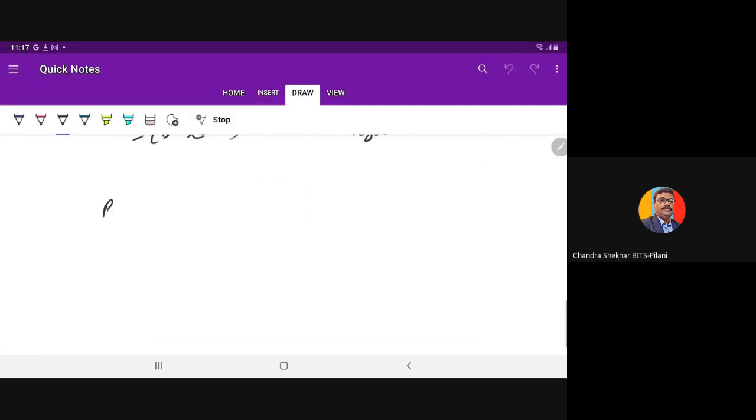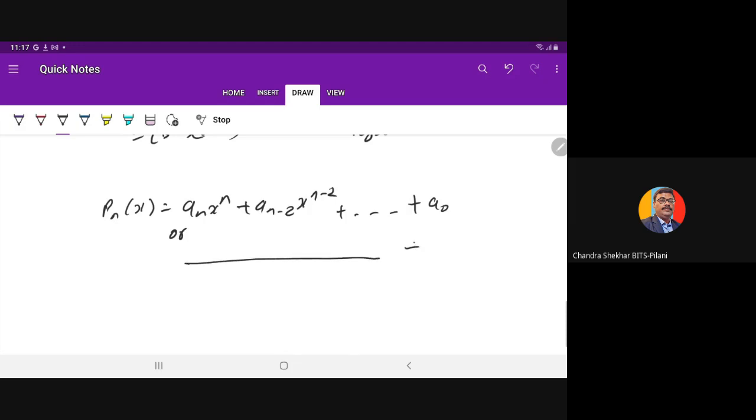Yes, what is the Pn? Pn(x) is a_n x to the power n plus a_(n-2) x to the power n minus 2, and so on. If n is even, then it ends with a_0, or if n is odd, then it ends with a_1 x. If you take the nth derivative of Pn(x), what will be the result?